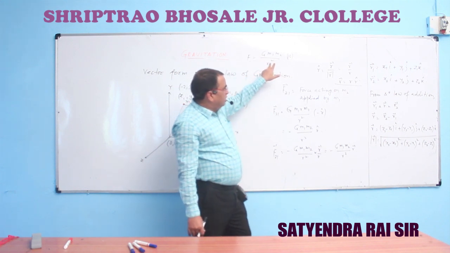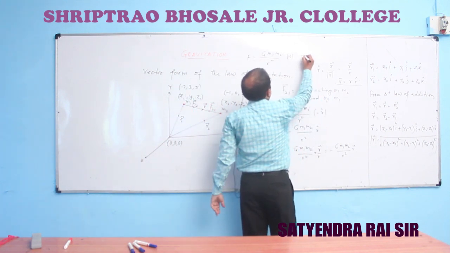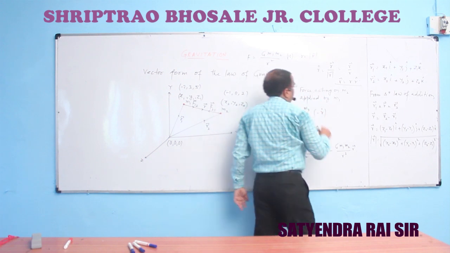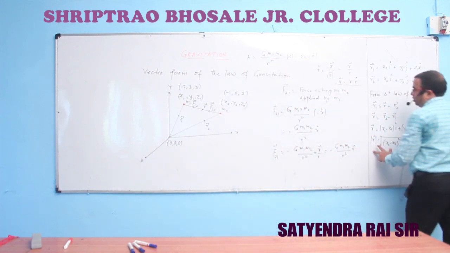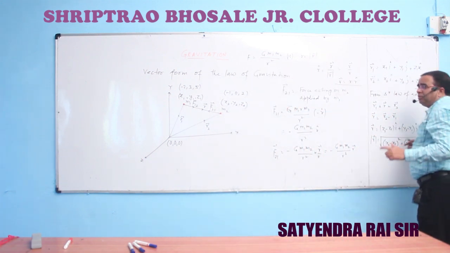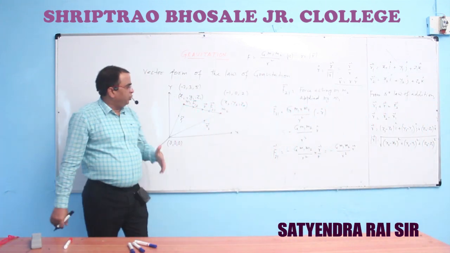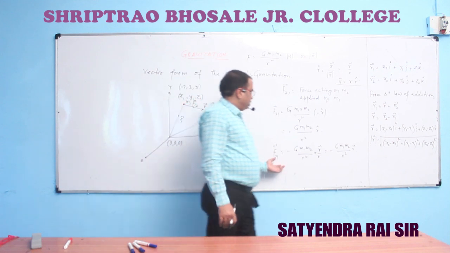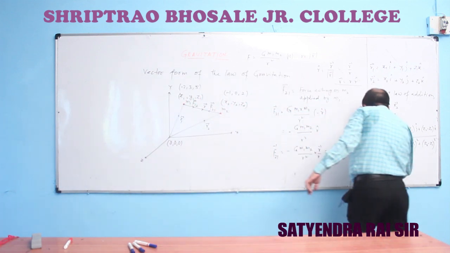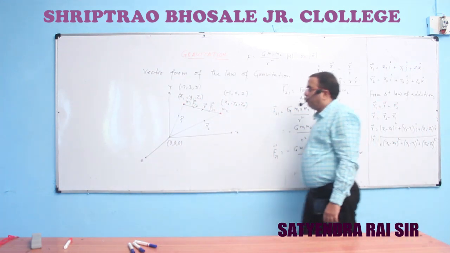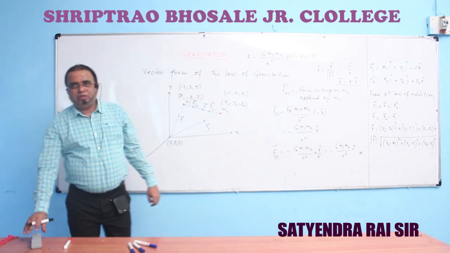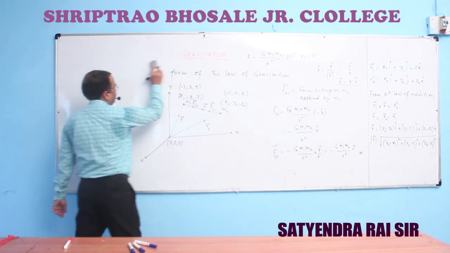And how to get r? This r is actually mod r, and you have learned how to get mod r. But if they ask you the vector form, yes, you have to write down the expression in this way, the final one, and this is the vector form of Newton's law of gravitation. Okay.